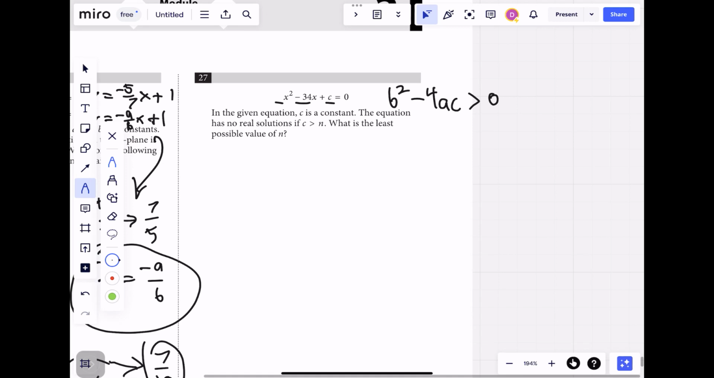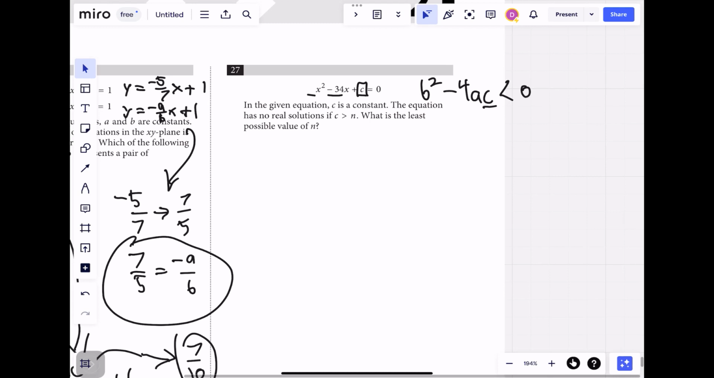So in this problem, the equation has no real solutions if c is greater than n. What is the least value for n? Okay. So we're going to set it as less than, and we're going to solve for c because we don't know c here. And whatever c is going to be the least possible value, because anything greater, it would be equal to 0, which means the least possible value would be that number. Okay, so b is negative 34.